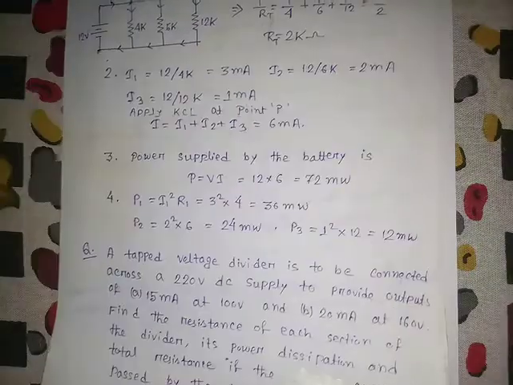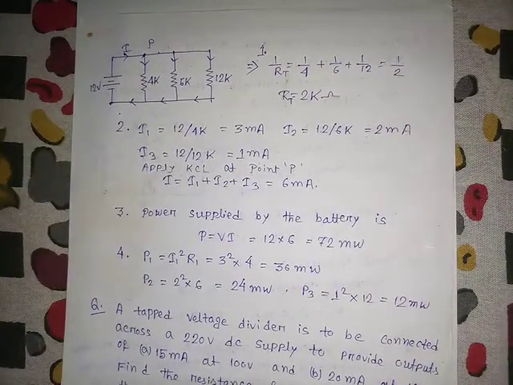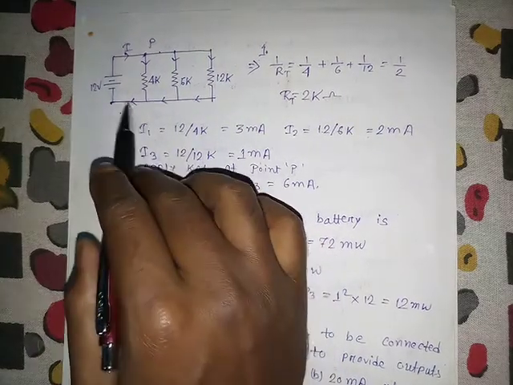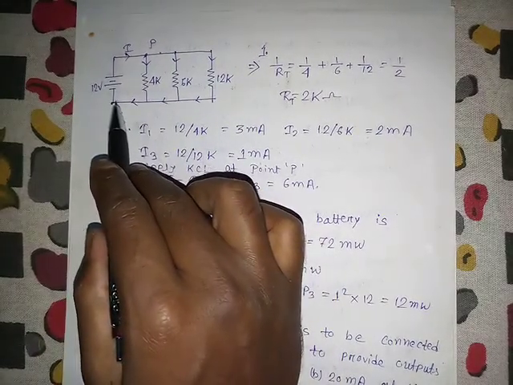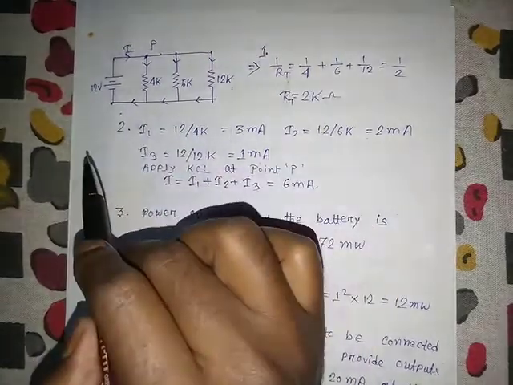Now this is our given question circuit. 12 volt is the battery source, and 4 kilo ohm, 6 kilo ohm, 12 kilo ohm are connected in parallel.